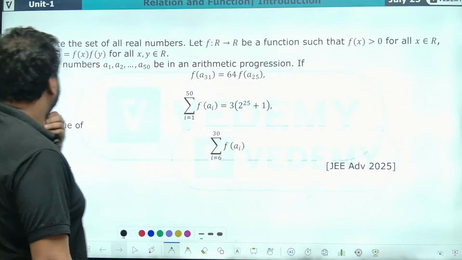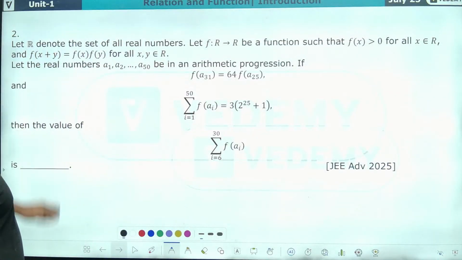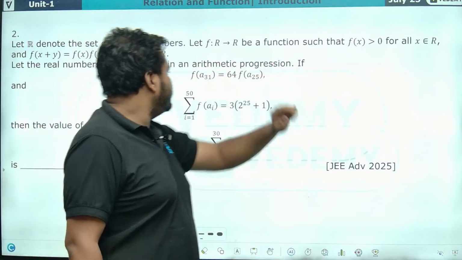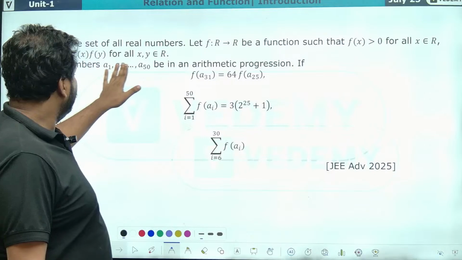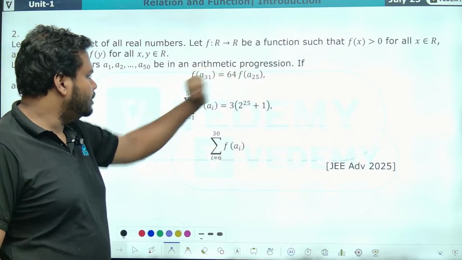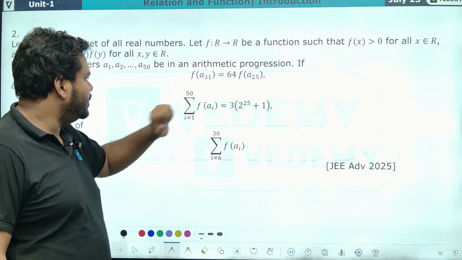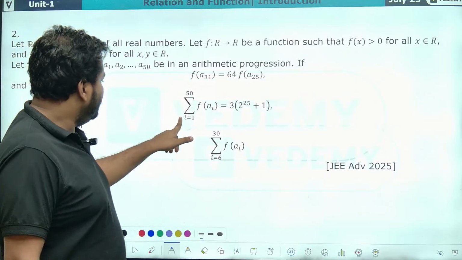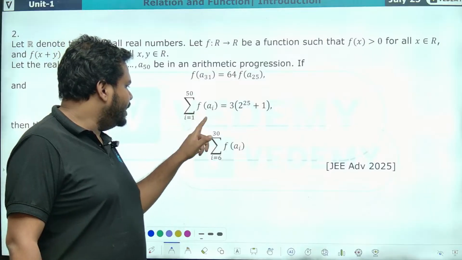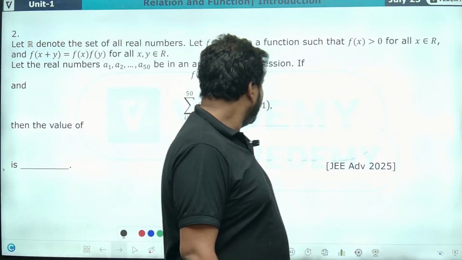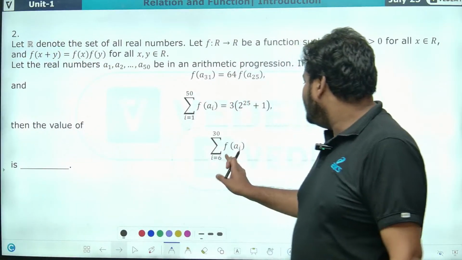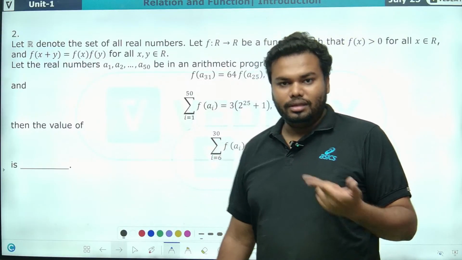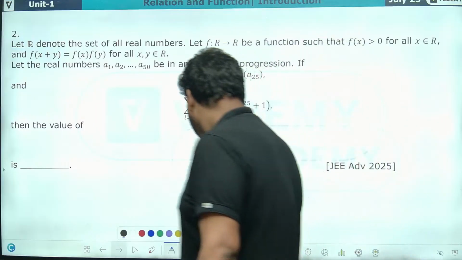Second question. f(x plus y) is equal to f(x) into f(y) and f(x) is positive. A1, A2, up to A50 is an arithmetic progression. If f(A31) equals 64 times f(A25), and the sum for i equal to 1 to 50 of f(Ai) equals 3 times (2 to the power 25 plus 1), we have to find the sum for i equal to 6 to 30 of f(Ai). Is it tough? Let's see.